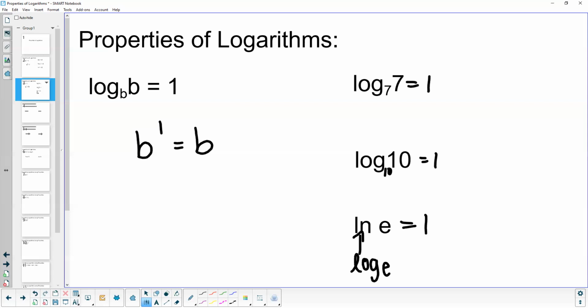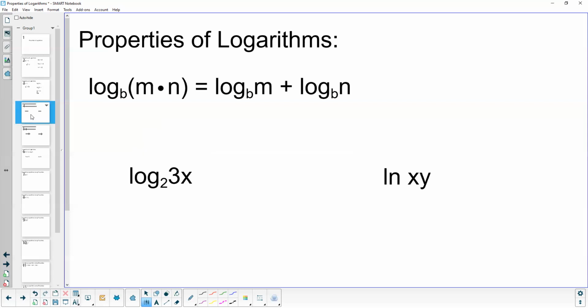Now these next three properties are a little bit more involved than these last two. So this next one is talking about if we have a product inside of our logarithm. So the log of any base where there's a product that we're evaluating can be rewritten as the log to the base of one piece of the product plus the log of that same base of the other piece of the product. So for example, if I have log base 2 of 3x, that can be expanded out or rewritten as log base 2 of 3 plus log base 2 of x.